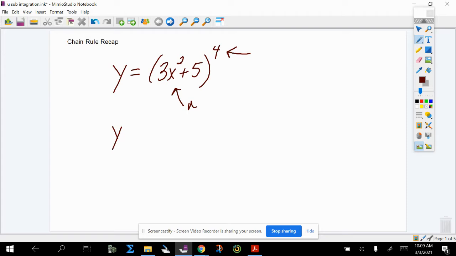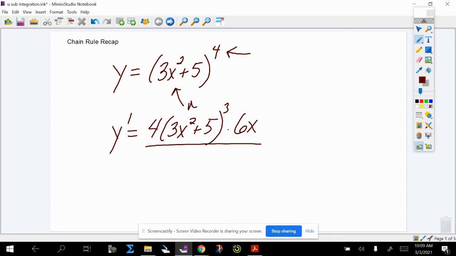When we derive it, we derive the outer function, in this case by doing a power rule: power out front, power one less. That was basically applying your basic power rule. But then the other piece is we had to derive that inner layer, that u piece. The derivative of that inner layer in this case would be 6x. And that's what our derivative looked like when we were done with the chain rule.